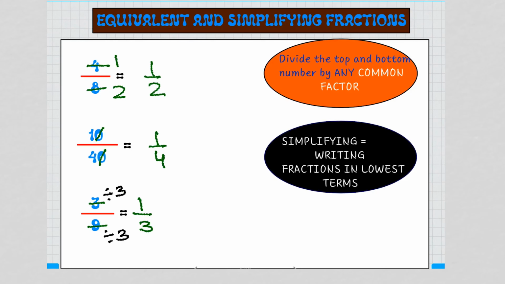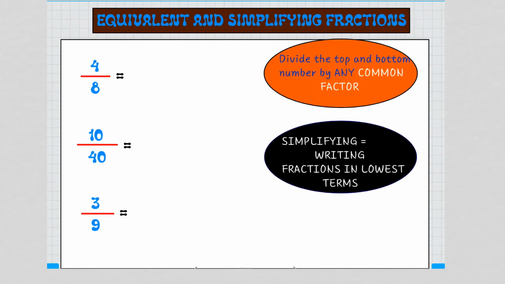Basically what we are doing is dividing 3 and 9 by their common factor, like divide the top and bottom number by the common factor. In 10 and 40, we can always simplify by cancelling the zeros. 4 and 8, you can divide by the common factor 4: 4 times 1 is 4 and 4 times 2 is 8. You can write it as a half. This is called writing a fraction in its lowest term, or simplifying the fractions.